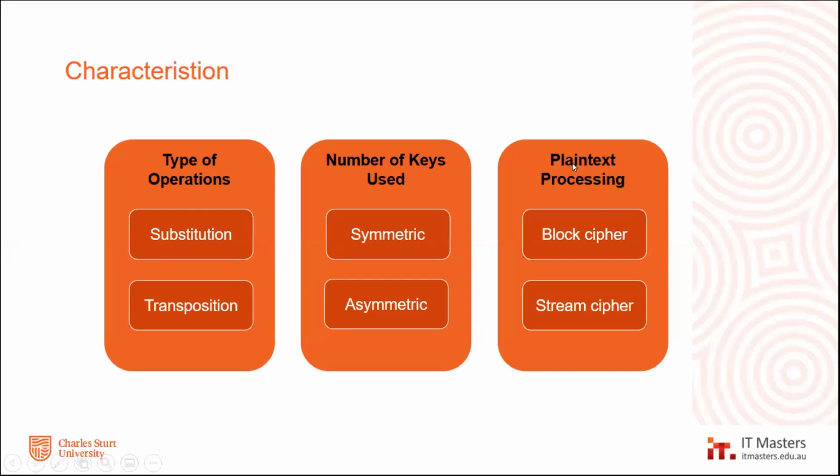And then in terms of how we process our plain text, how we convert our plain text into ciphertext, we can do that in two ways. We can do it as a block of text, so a certain number of bits or bytes, or we can do it just as a stream of characters or digits. Both of these are used in different algorithms. The algorithms we're going to be looking at are block ciphers, but stream ciphers also exist as well.